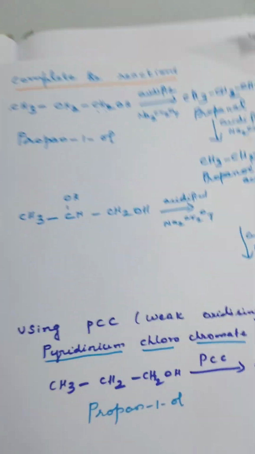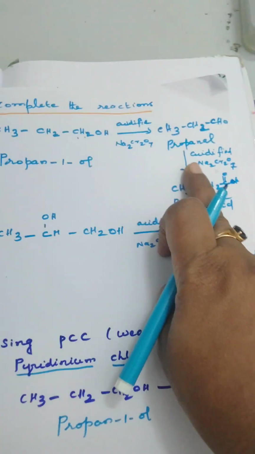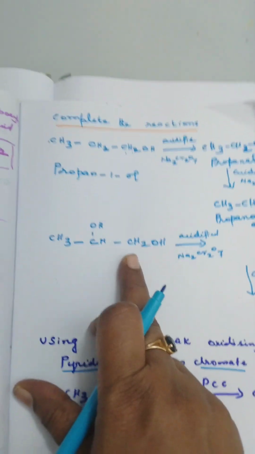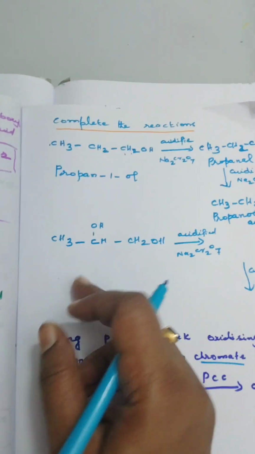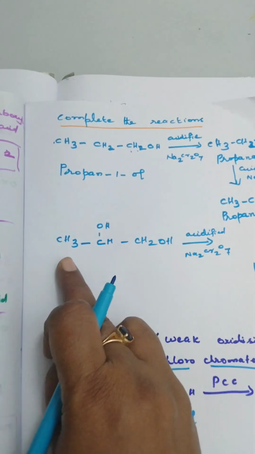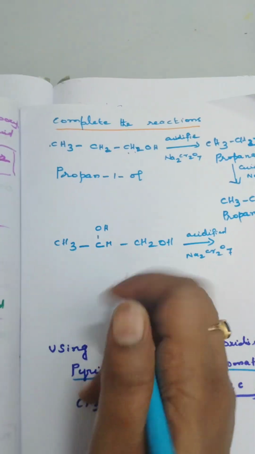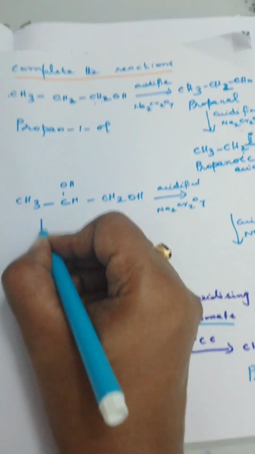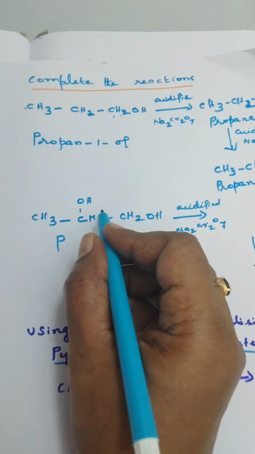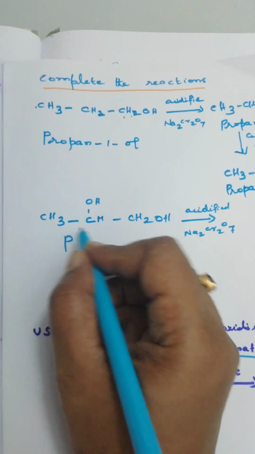Okay. I hope you understand this. Then let us take this compound. What is the name of the compound? In this compound 3 carbon atoms are present. OH is attached to the second carbon. What type of alcohol is it? It is a secondary alcohol because the carbon with OH has 2 R groups and 1 H.